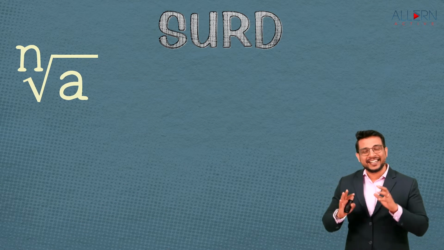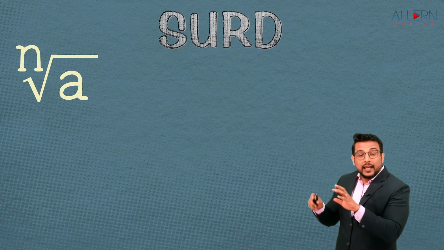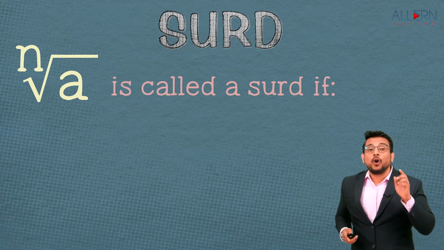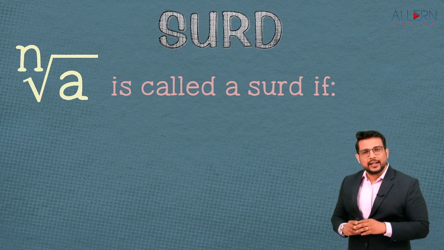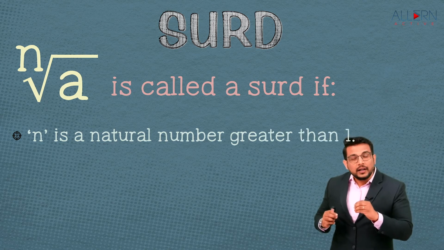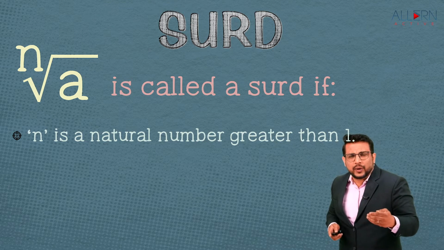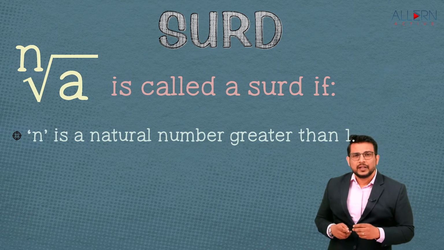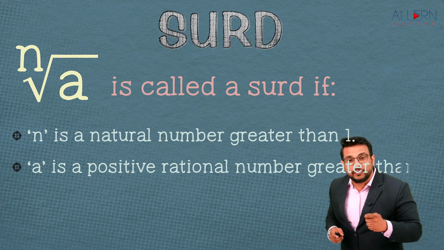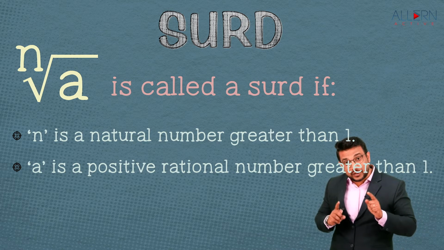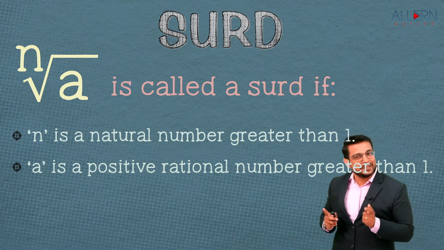Okay, now let's discuss. So any expression of this form, that is nth root of a, can be called a surd only if it satisfies 3 conditions, my dear kids. Condition number 1 is n, that is the order, is a natural number greater than 1. That means the order has to be a natural number greater than 1. Second condition is the radicand a has to be a positive rational number. It has to be a positive rational number greater than 1. That means it can never be negative.